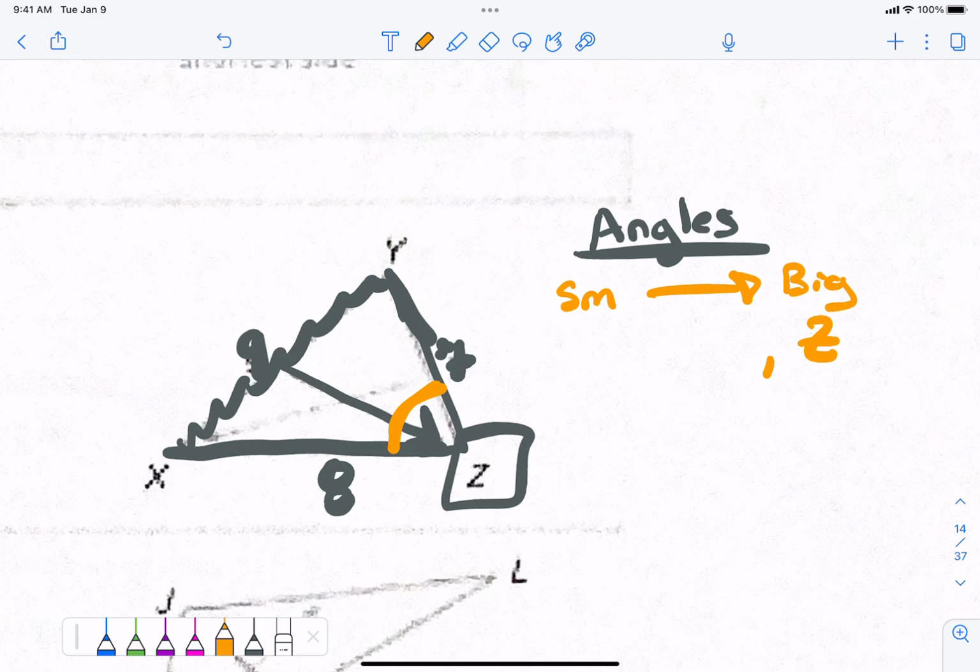Which one has to open up the least? X, not as wide, right? He is opposite 7, so X is the smallest. And then Y would be the middle one, right? Because he's opposite 8, okay?